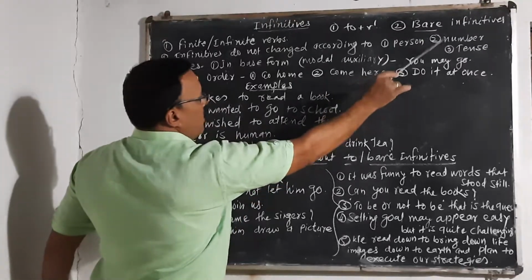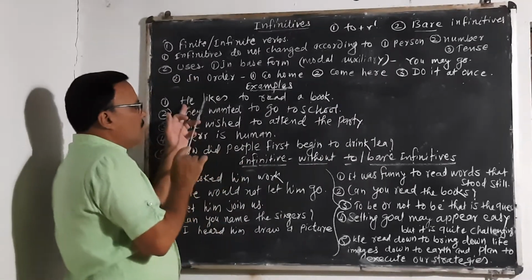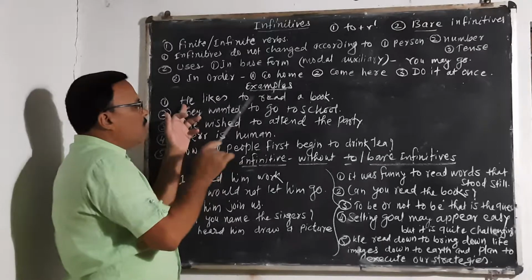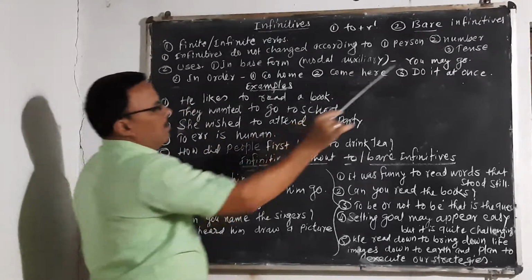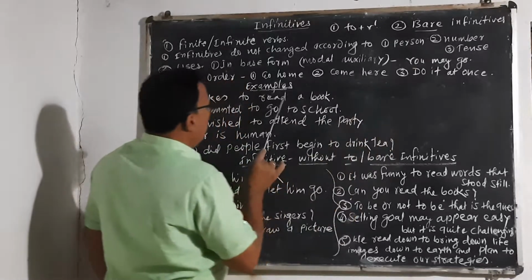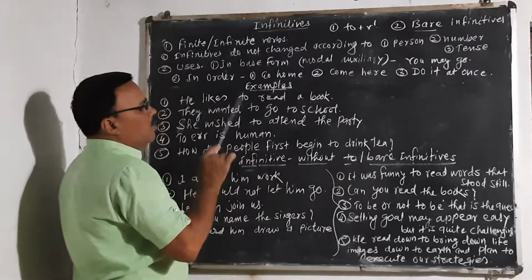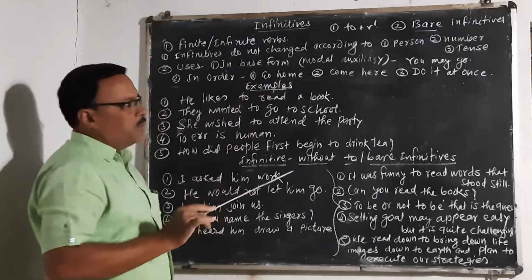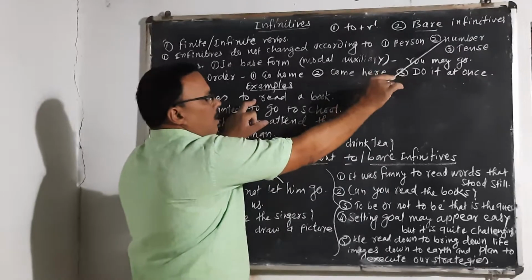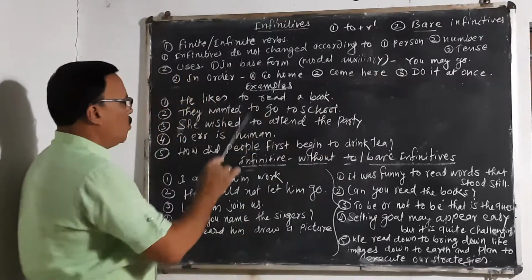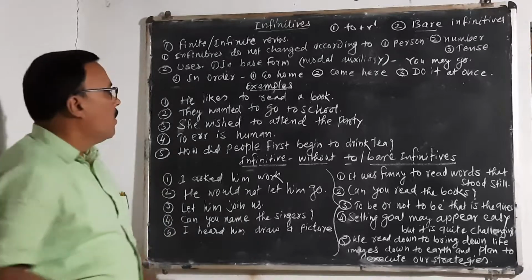If we change the tense, he liked to read, she liked to read, they liked to read, I like to read. Means even if we change the tense, even then there is no change in this verb. Therefore this verb is called infinitive. Infinitive is not changed according to person, number or tense. To read is an infinitive.